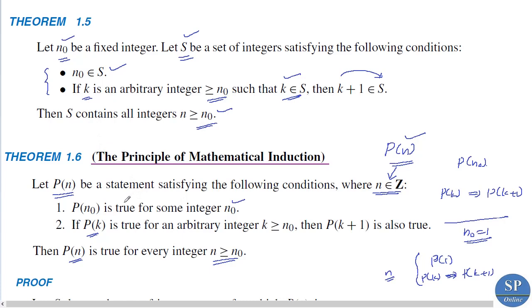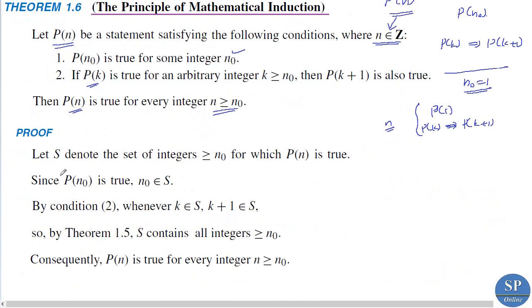So now how to prove this principle of mathematical induction? Let S denote the set of integers greater than or equal to n naught for which P of n is true. That is, S is equal to the set of all n belongs to Z such that n is greater than or equal to n naught and P of n is true. Now we are given that these two conditions are satisfied. The first condition is P of n naught is true.